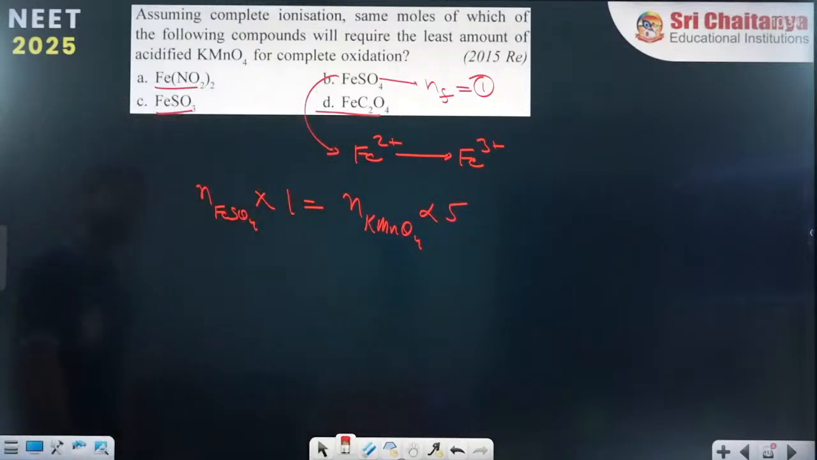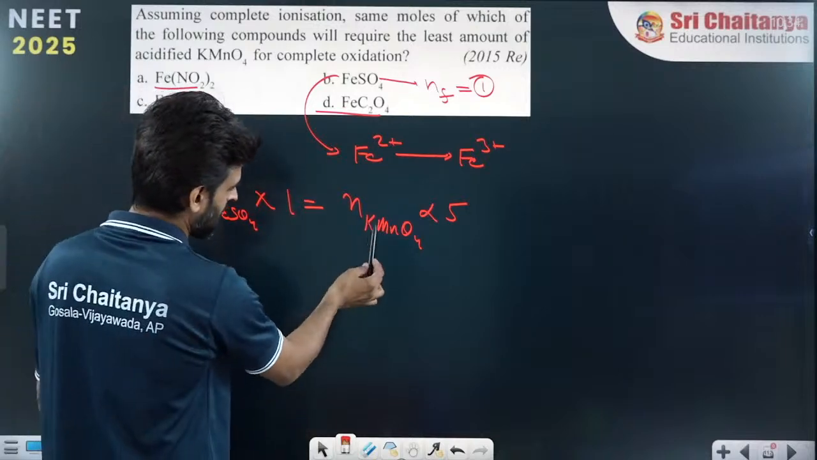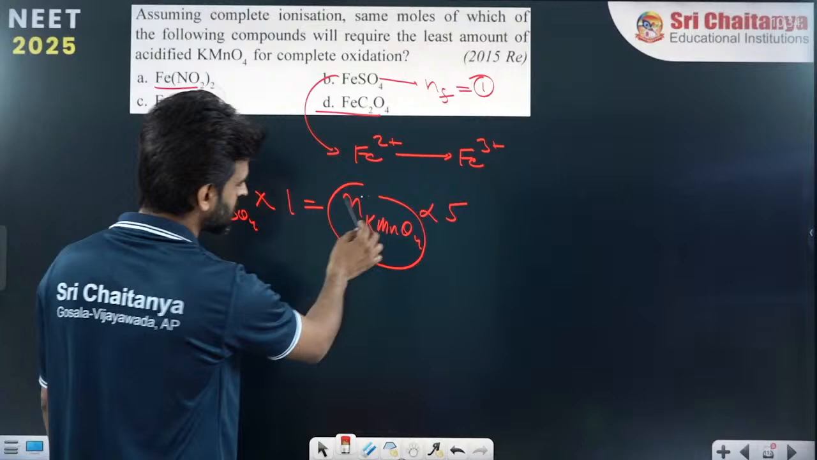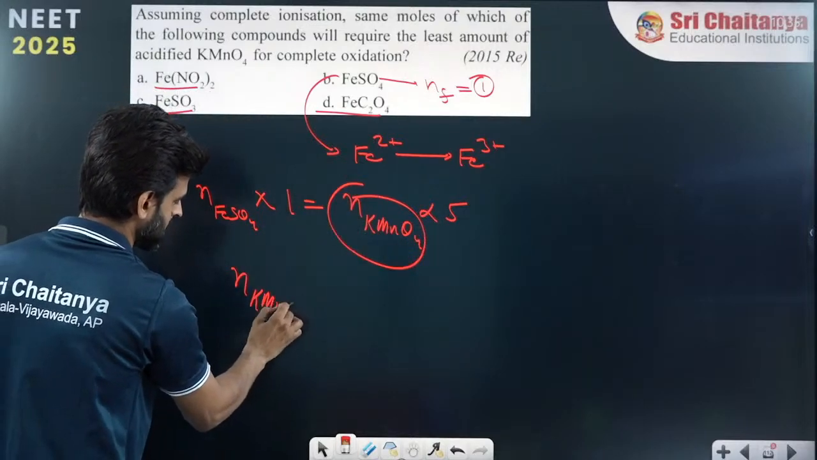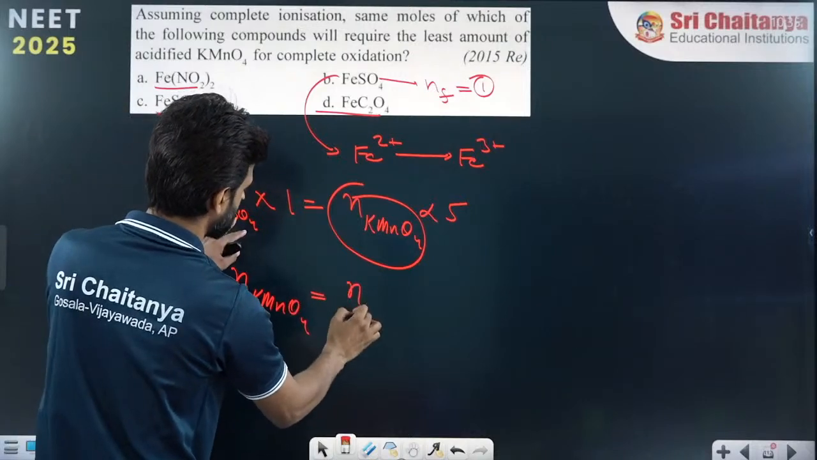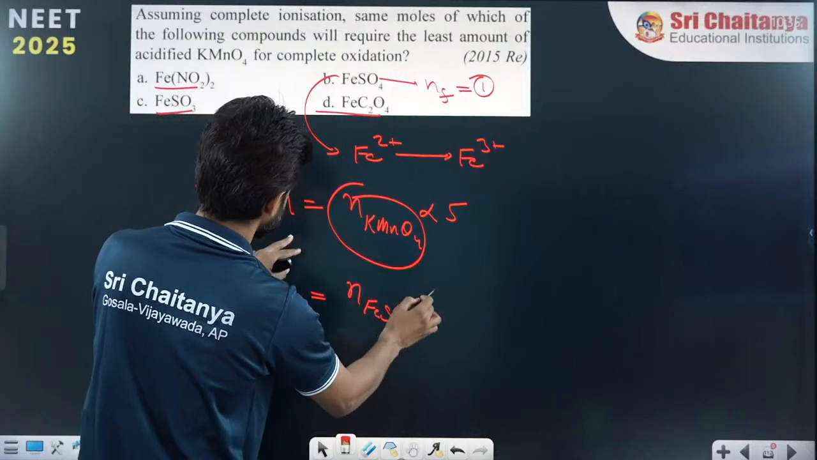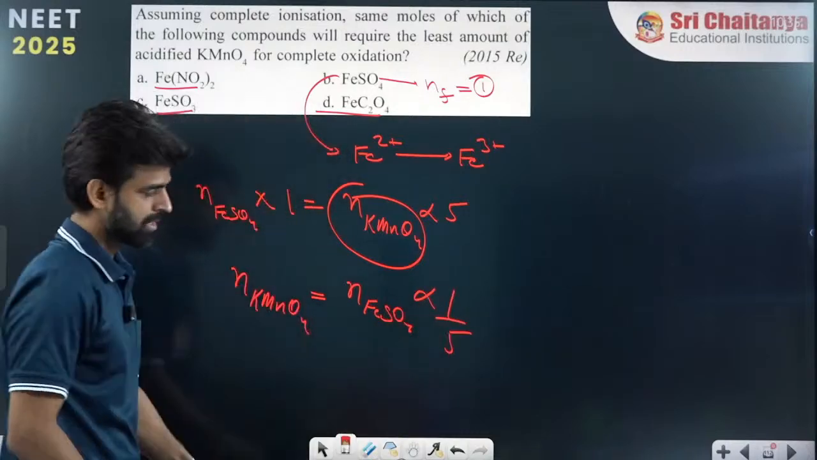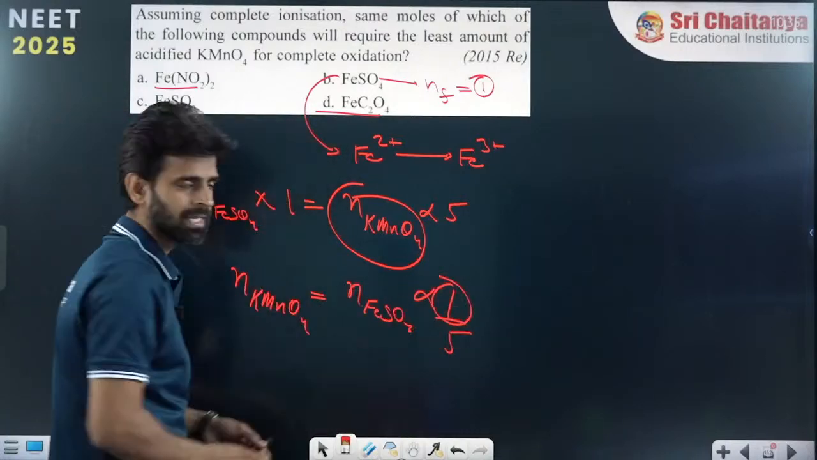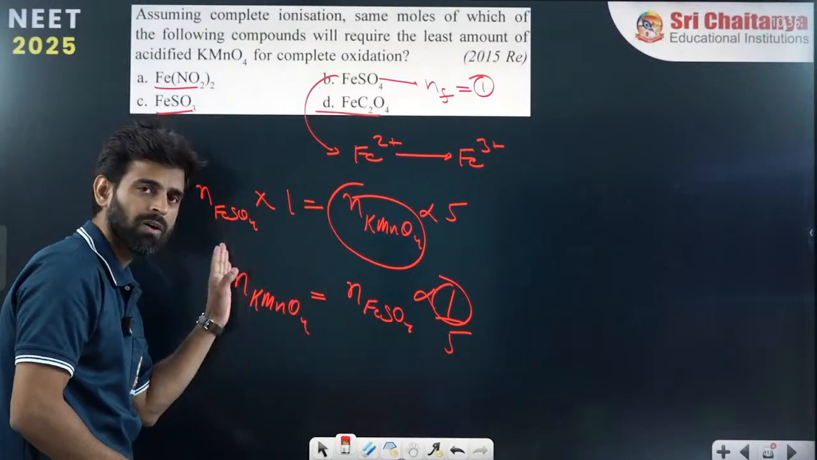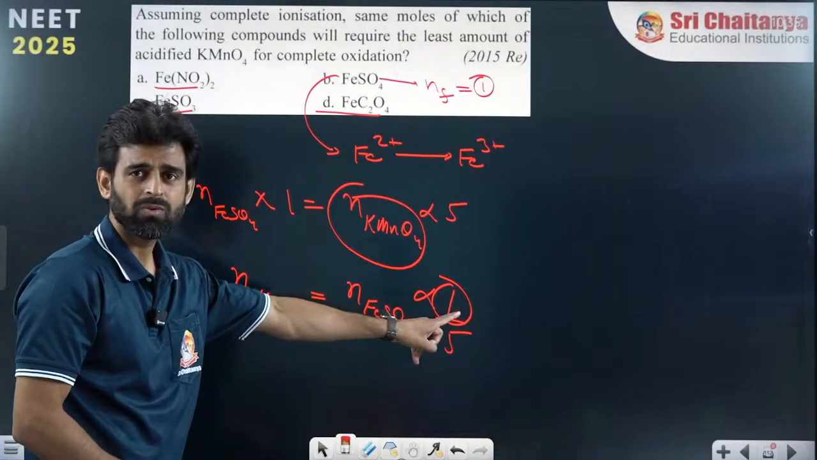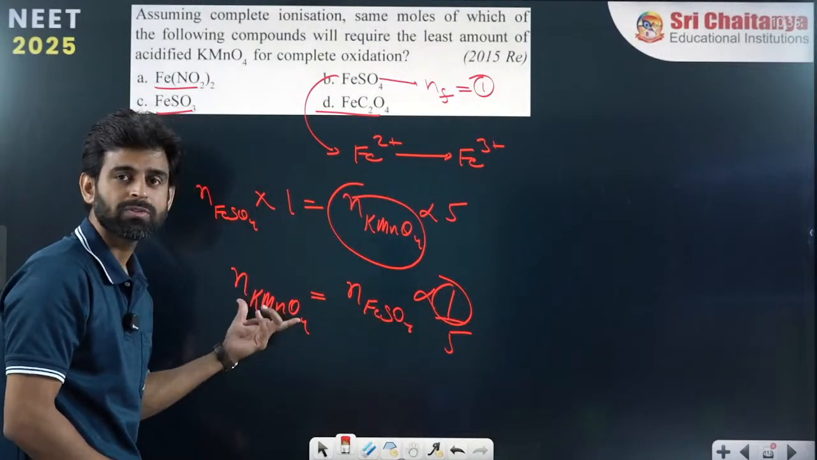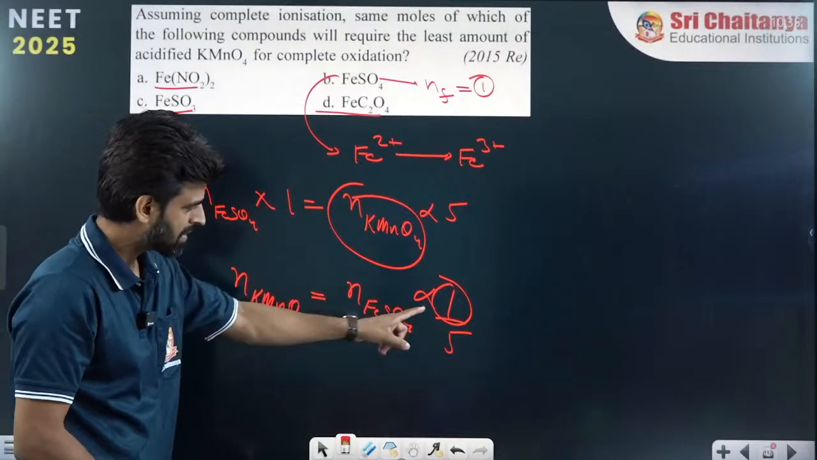Right? So I have to check where I can take its minimum amount. What is coming? The number of moles of KMnO4 is coming from the moles of FeSO4 into 1 by 5. So its n factor is 1 only, no? That's why its moles required will be less. If something has a high n factor value, I will need more moles of KMnO4 to oxidize it. Its n factor is 1 only.